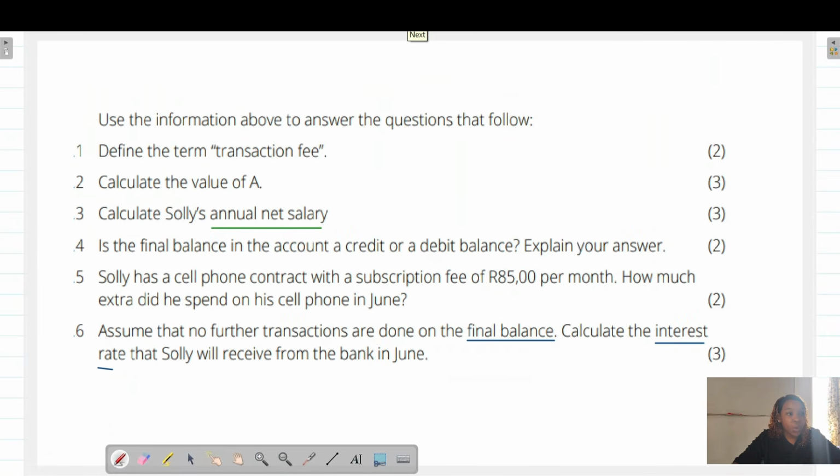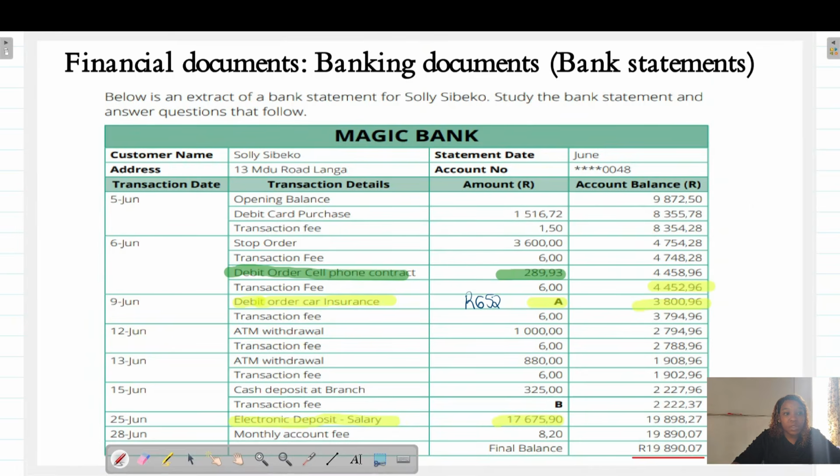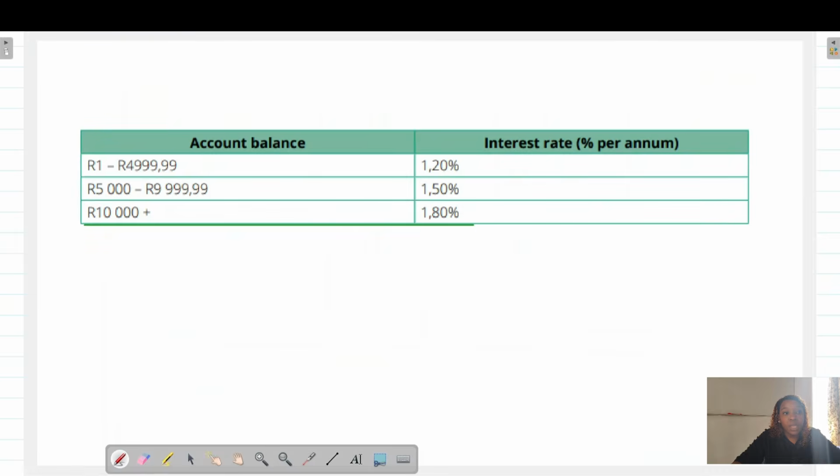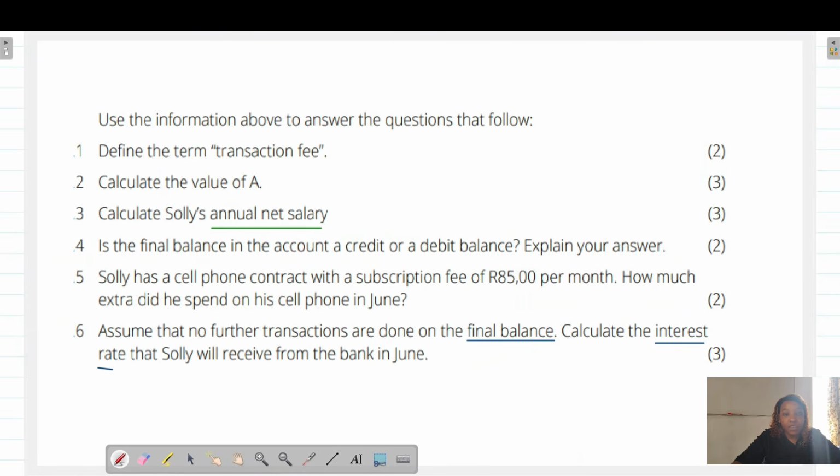I hope you guys enjoyed this video tutorial. Please make sure that you also take screenshots of this bank statement, so that before you even start with the video tutorial, you can try it out on your own. Then you follow the video tutorial once you've attempted it.